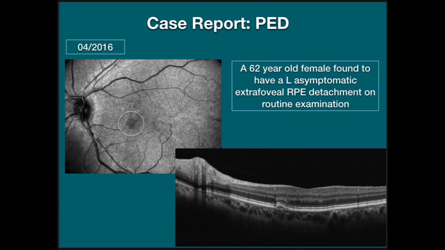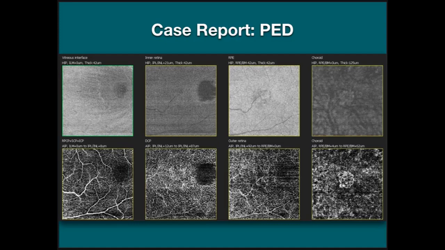Now, here's another patient. In April of 2016, she came in for a routine exam, and I found a little bit of leakage, a PED, between the disc and fovea of her left eye. And on the OCT cross-section, you can see the small PED there without intraretinal fluid. This is her OCT angiography of that area.